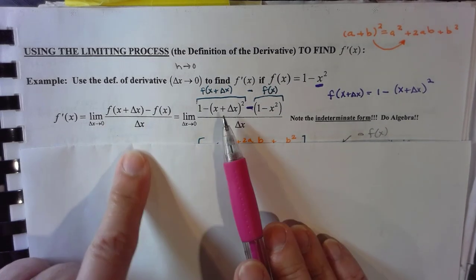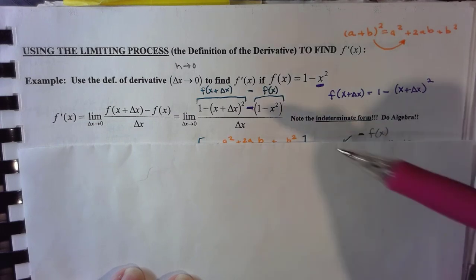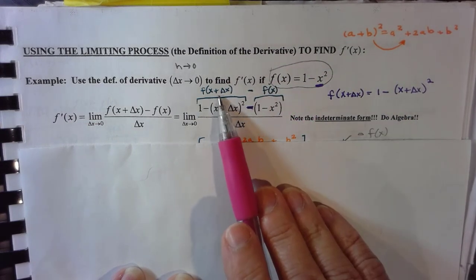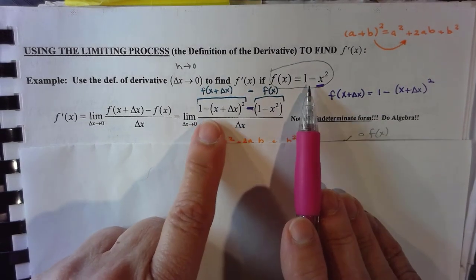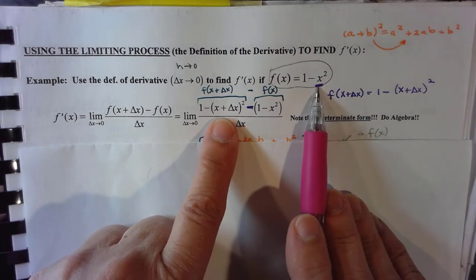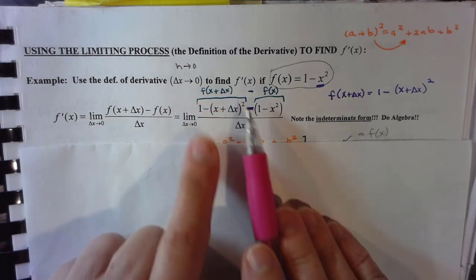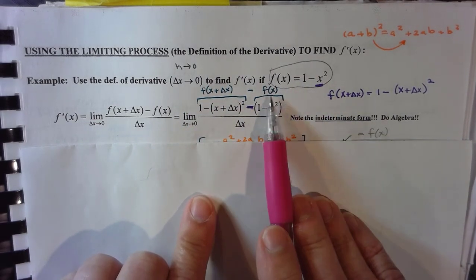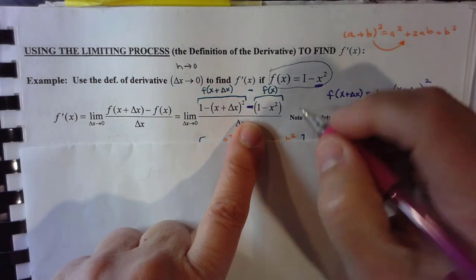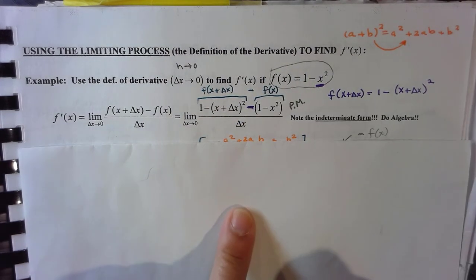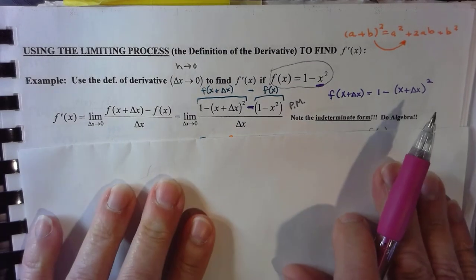Now, f of x plus delta x means here in our function f, everywhere I have an x, I'm going to put x plus delta x. So this becomes 1 minus x plus delta x, the quantity squared. Now, that's just this part of the definition, minus our function. Notice parentheses matter, all over delta x. This looks terrible.